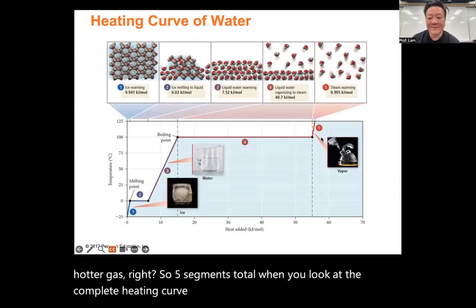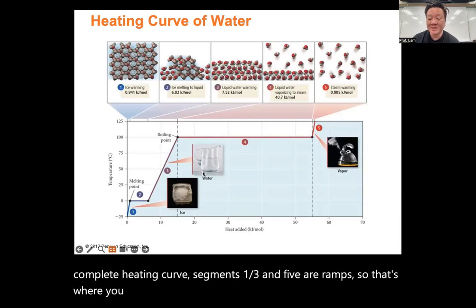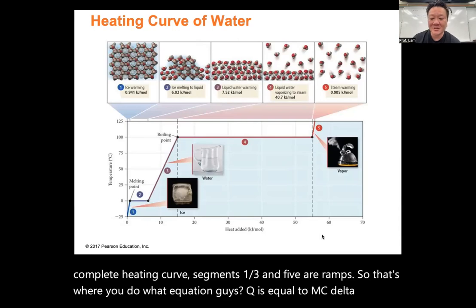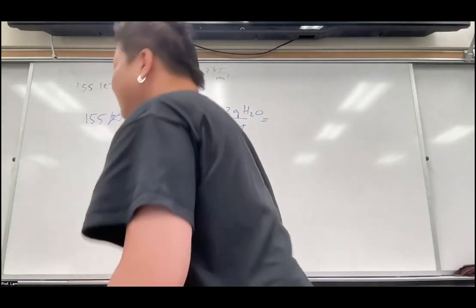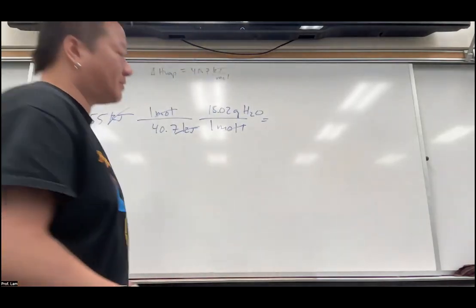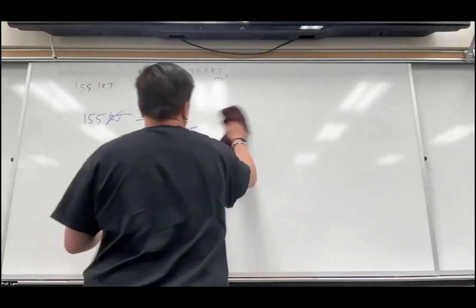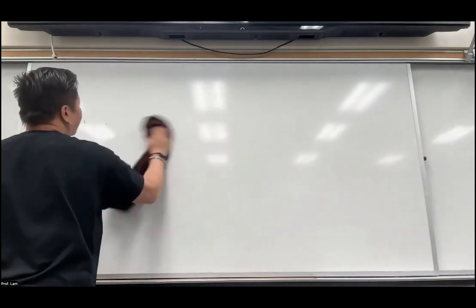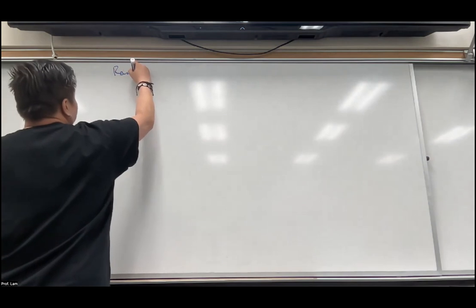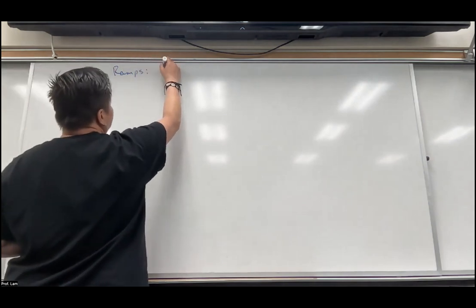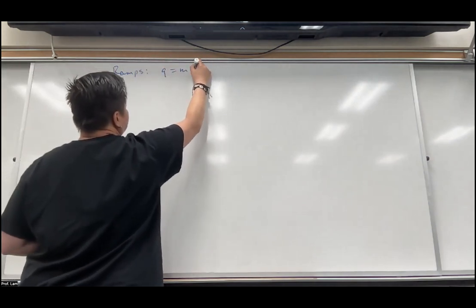Segments 1, 3, and 5 are ramps. So that's where you do what equation, guys? Q is equal to mc delta T. Okay, so let's put that on the board. Anytime you have a ramp, ramps, Q is equal to mc delta T.